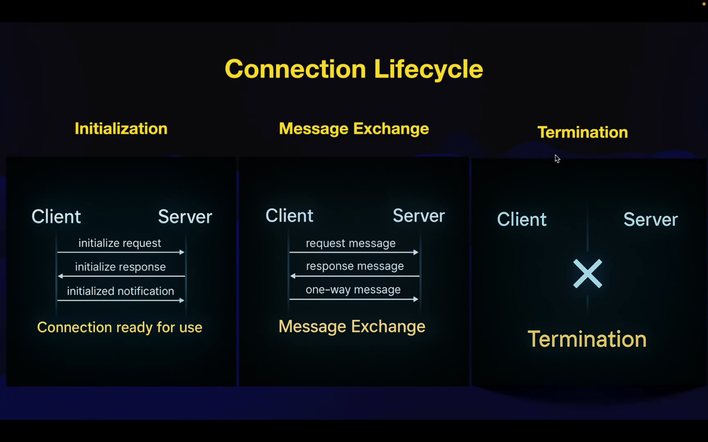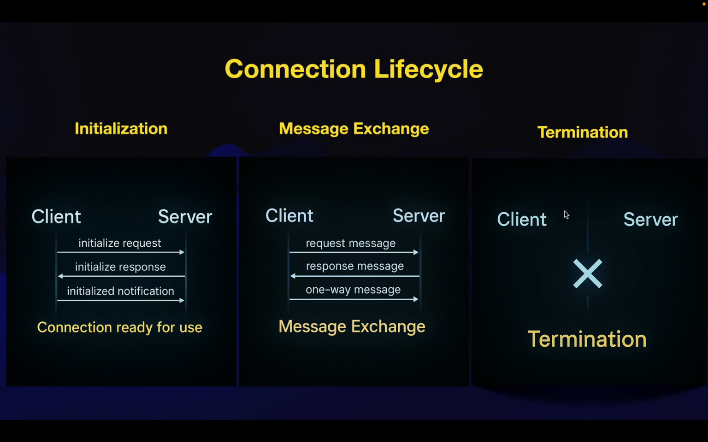And finally you have termination. When the work is done, either the client or the server can end the connection. This is called termination. Just like a phone call, you say what you need to say, and when you are done, you hang up. So this is a simple three-step cycle: initialize, exchange and terminate. It is the basic heartbeat that keeps all MCP communication smooth and organized.